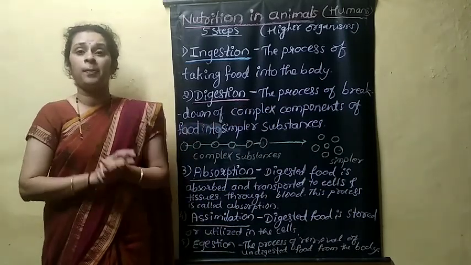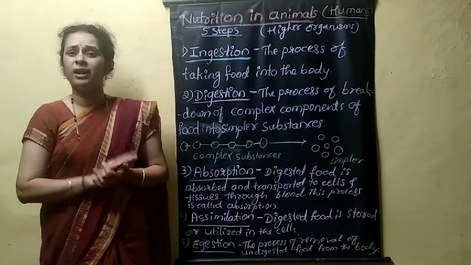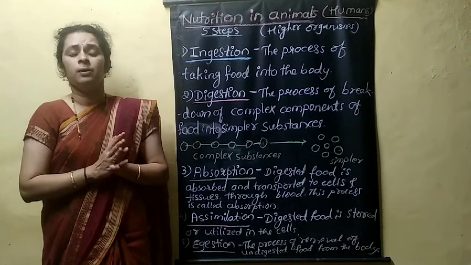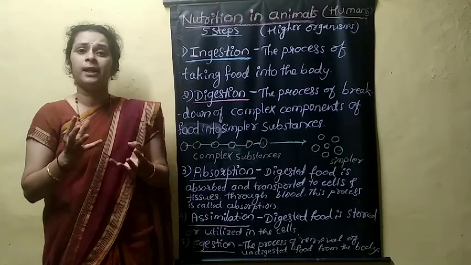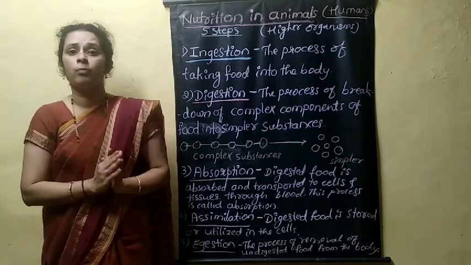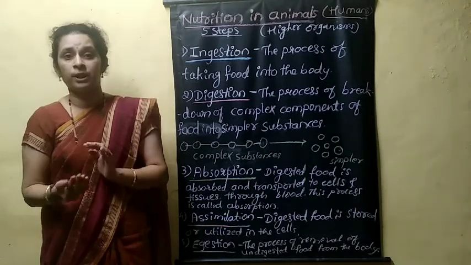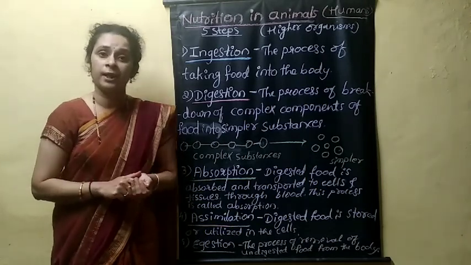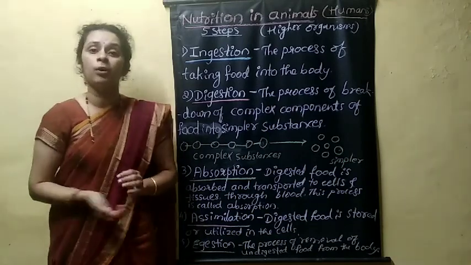They are big particles of food. For example, you are taking dosa, idli or anything. They have big particles. They may contain carbohydrates, proteins, like that. These big particles should be converted into the simple form of carbohydrate or simple form of protein. The simple form of carbohydrate is glucose and the simple form of protein is amino acid.